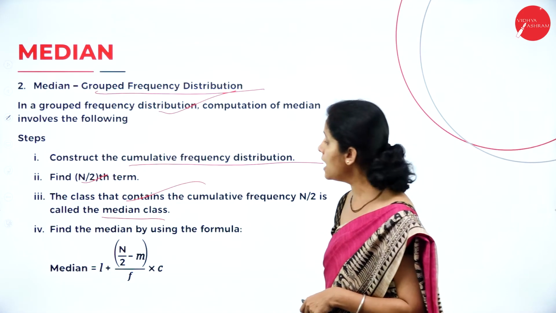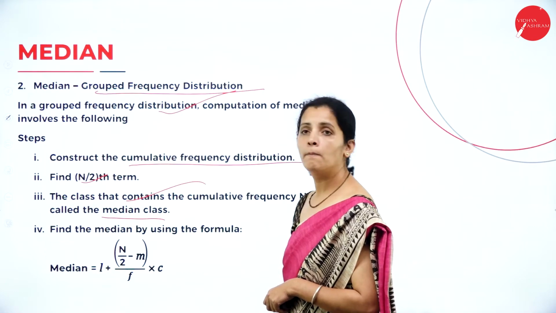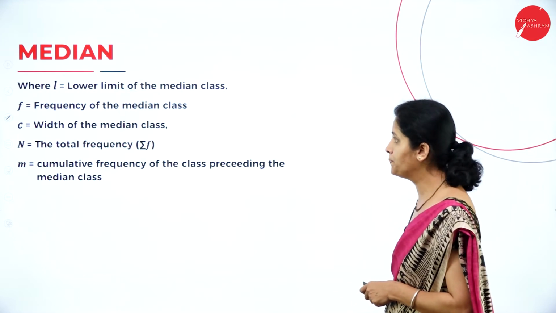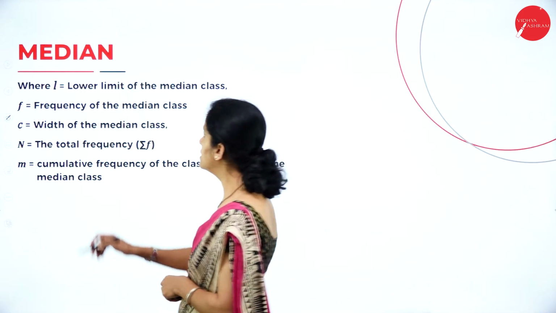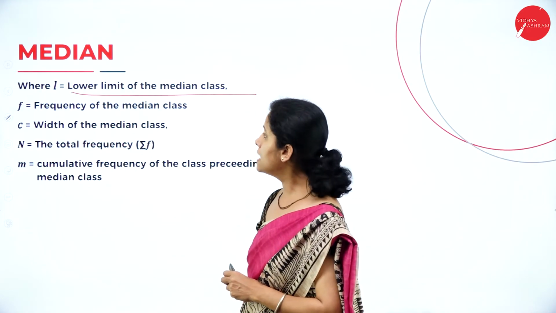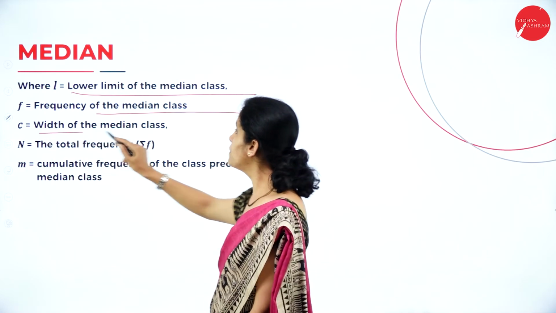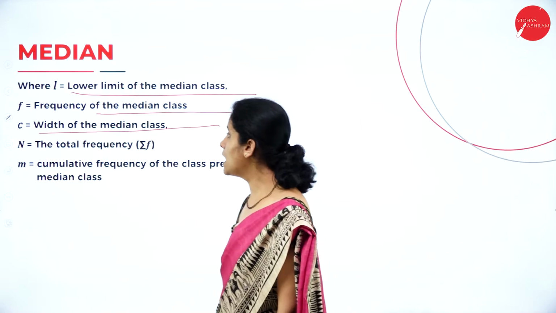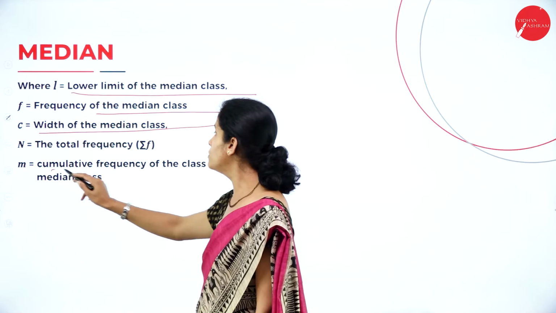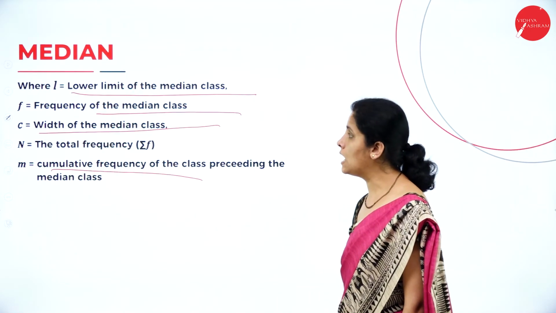And what is the formula? That is L plus n by 2 minus m whole divided by f into c. Okay, here L is nothing but the lower limit of the median class and f is nothing but the frequency of the median class. C is nothing but the width of the median class and n is nothing but the cumulative frequency. M is nothing but the cumulative frequency of the class preceding the median class.